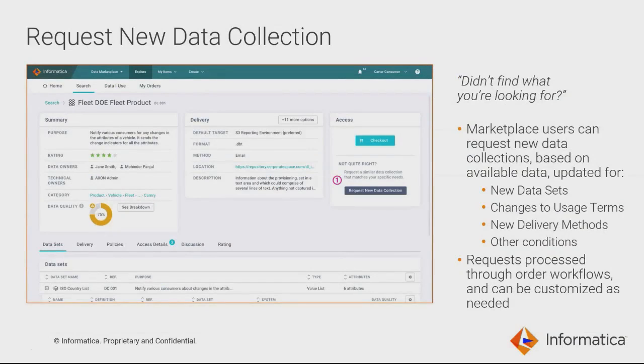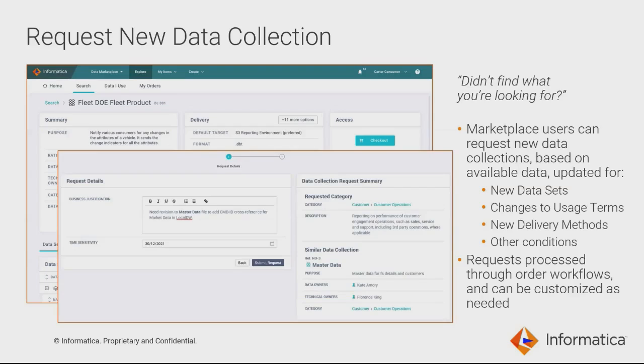And if they can't find the specific data they're looking for, they can request updates or changes, or even whole new data assets based on pre-existing precedents. These requests go right through the order management process, allowing data owners and engineers to assess them and ensure they produce the right data assets to fit their request.